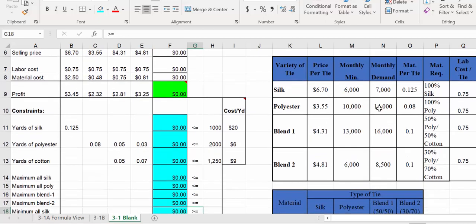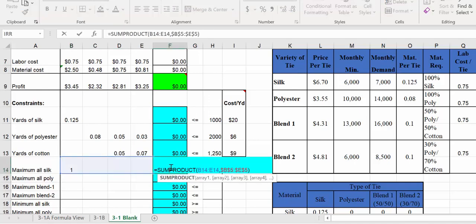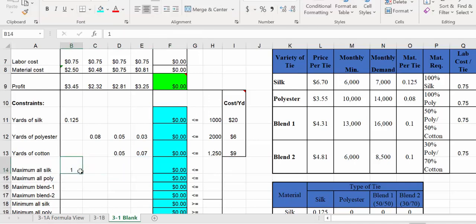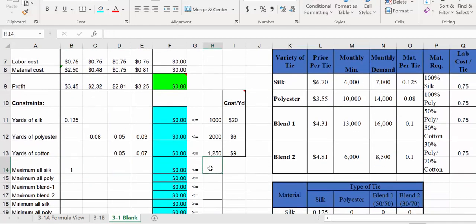So we need to put in all that range. And we've broken it up in terms of putting it together. And this will be the maximum all silk. So in terms of maximum all silk, we put a 1 here. When we do our equation, it's going to have this number, multiplied by whatever the number of ties, and then it's going to be compared to this maximum. So the maximum is 7,000 ties. So we put 7,000 ties for silk, and then next for polyester.